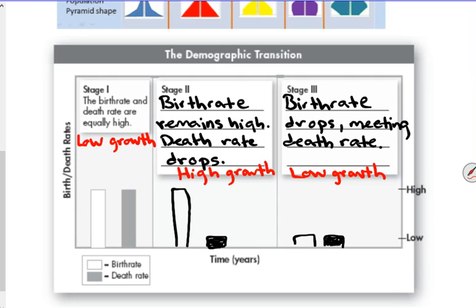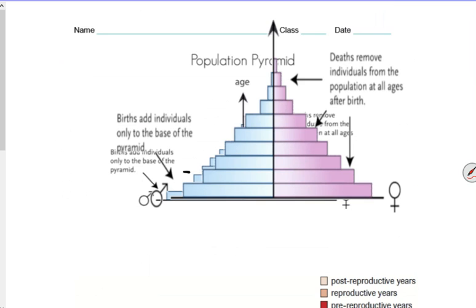So again, in the beginning, high birth, high death, and as a result, your overall growth is low. Stage 2, birth rate stays high, but conditions have improved, so my death rate drops. That causes high growth, exponential growth. And then in stage 3, the birth rate drops too, and that brings you back to a low growth. Your population is still quite large, but it's staying stable.